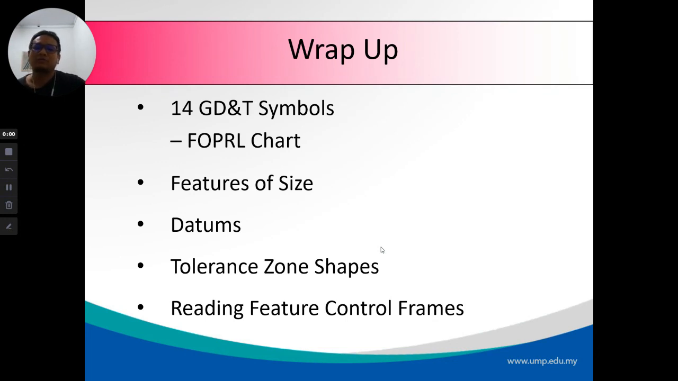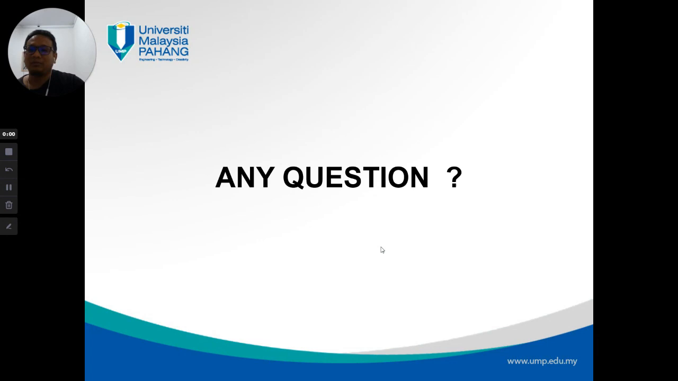So the wrap up, I should say, is number one, you have to remember the 14 GD&T symbols and the FOPRL. The second one is you have to remember the S, M, L, and F feature of size. The third one is datum and the tolerance zone shape, as well as reading the feature control frame.